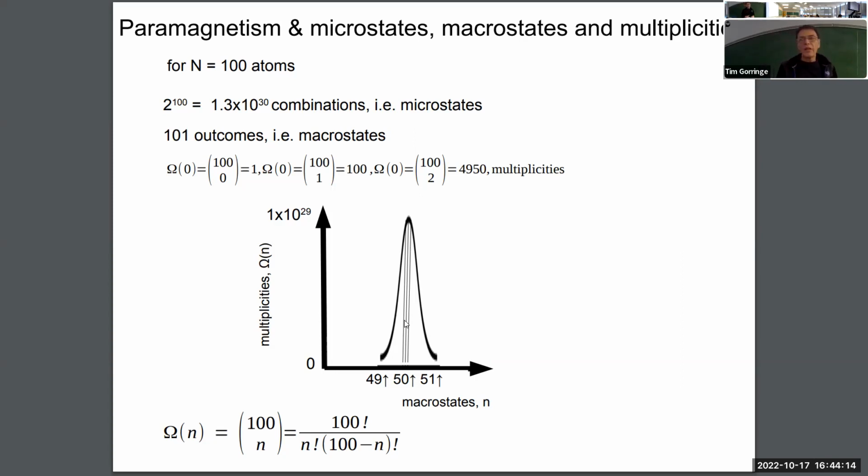If you've got 100 atoms in that material, then you're going to find that you've got 10 to the 30 microstates. You've got 101 macrostates with different magnetizations, but by far and away with the highest multiplicities, the macrostates with half of your atoms up and half of your atoms down, half of your magnetic dipoles up, half down, are going to be the most common state.